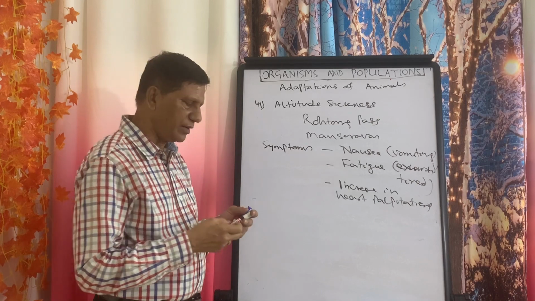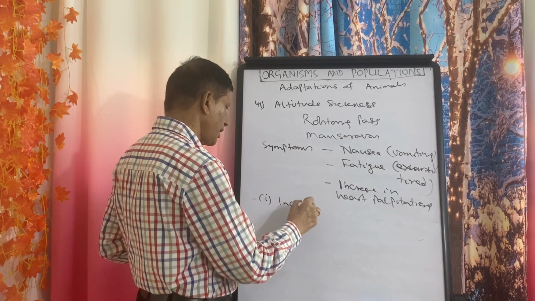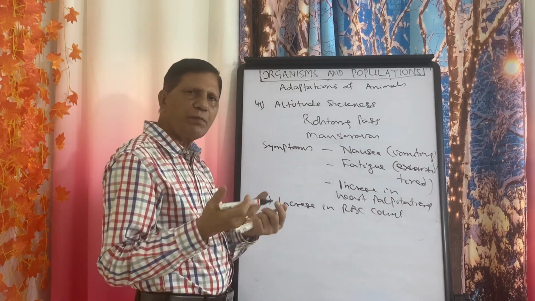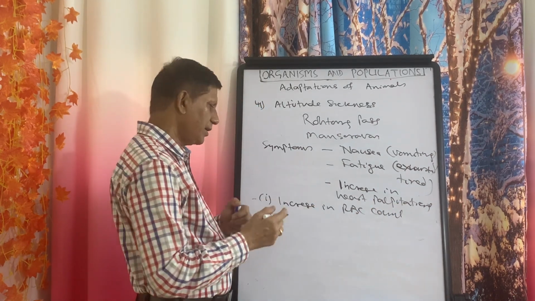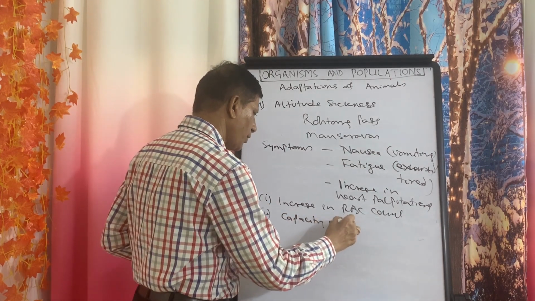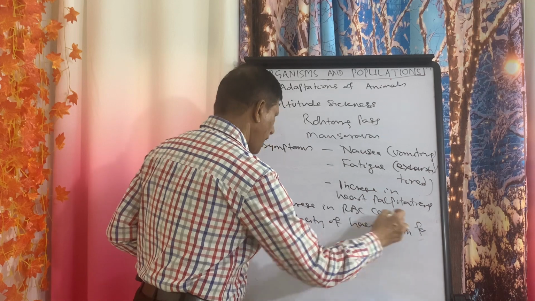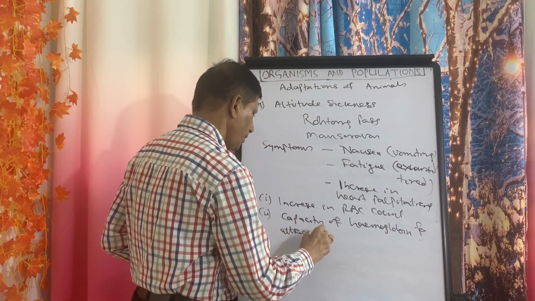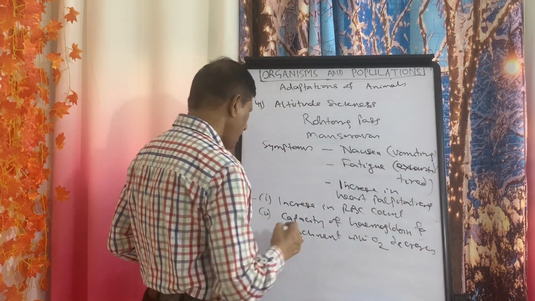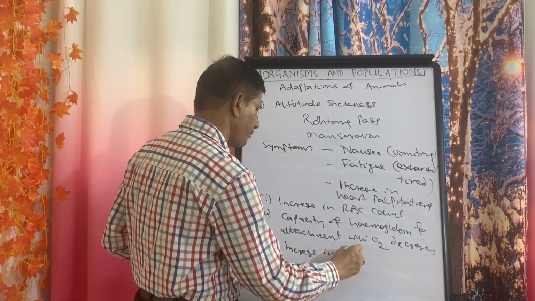That is physiological adjustment. So during this adjustment, what happens? One thing, there is an increase in RBC count. That means there is more production of RBCs. Number two, the capacity of hemoglobin for attachment with oxygen decreases. And the third one is increase in breathing rate.